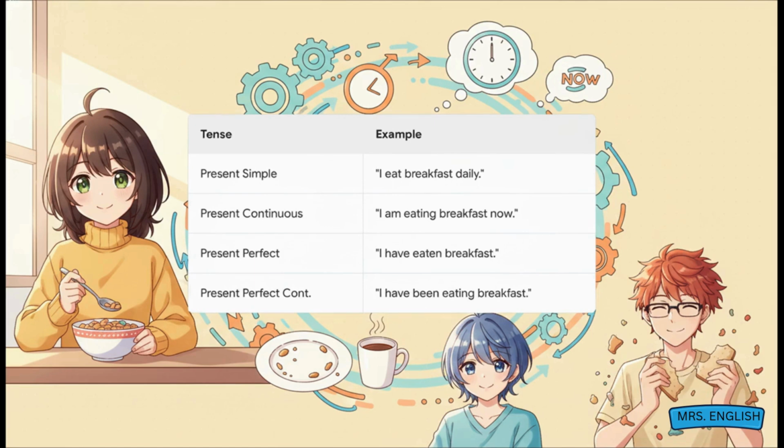Just look how one simple idea, I eat breakfast, changes with each tense. I eat breakfast daily. That's a habit. I am eating breakfast. That's what's happening this very second. I have eaten breakfast. It's done. I'm full now. And I have been eating breakfast. Well, that really focuses on the process, which might explain all the crumbs on my shirt.